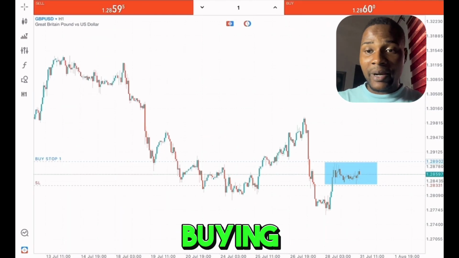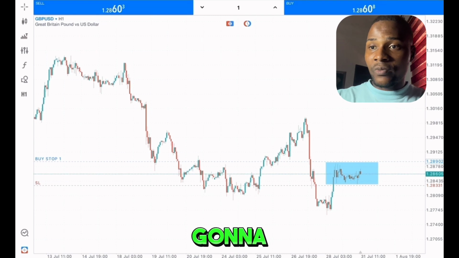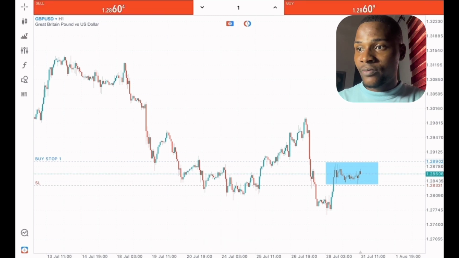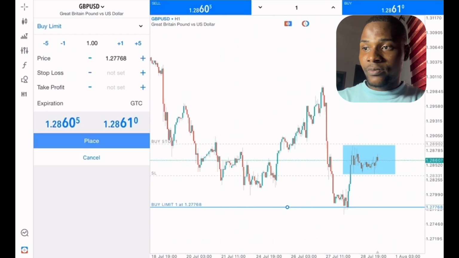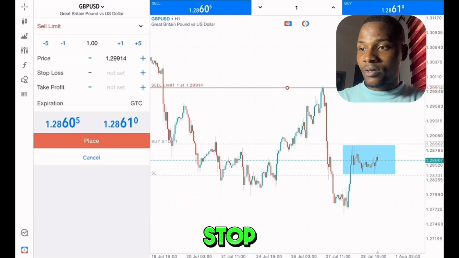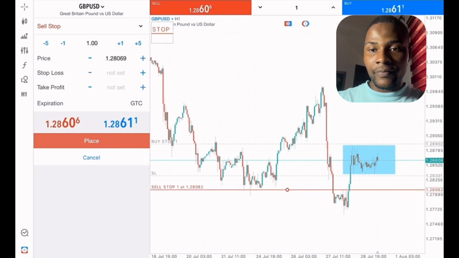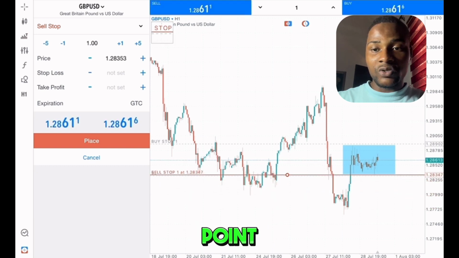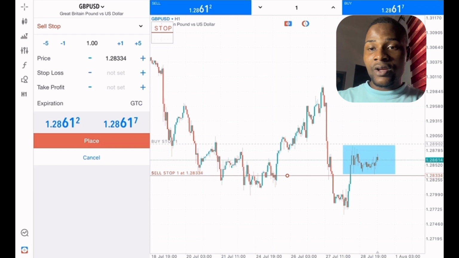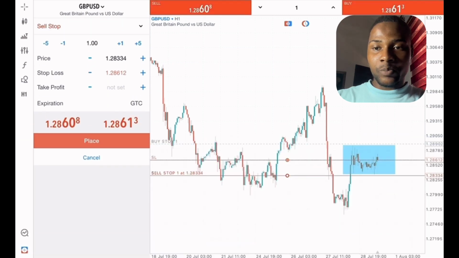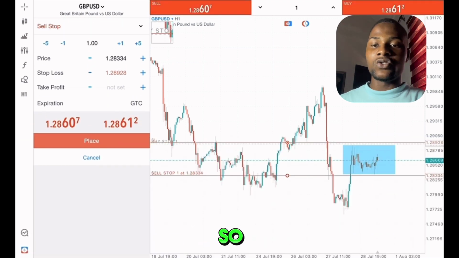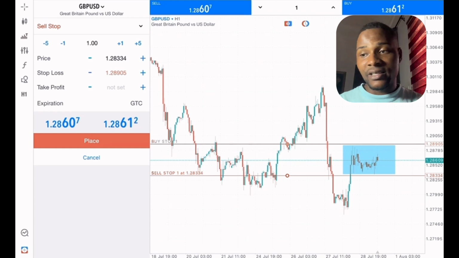Done. So I'm also going to place a sell stop. Remember I said we are buying and selling it. So I'm going to place a sell limit, sorry, a sell stop. The sell stop is going to be below, at the point where I set my stop loss for the buy stop. Then I'm going to set my stop loss for the sell stop at the point where I set my buy stop. So just like this, I have set the positions, so placed.